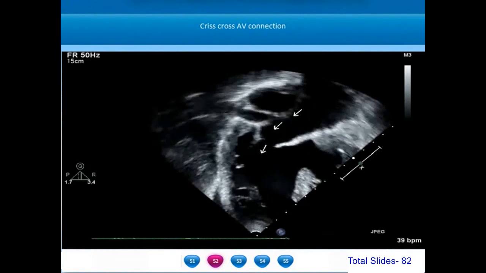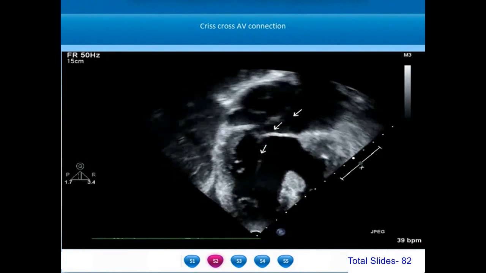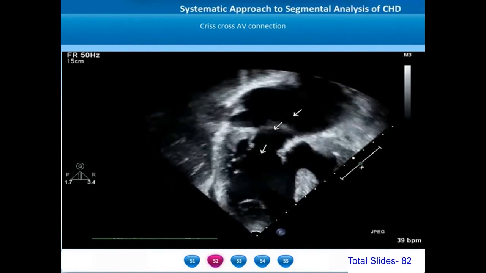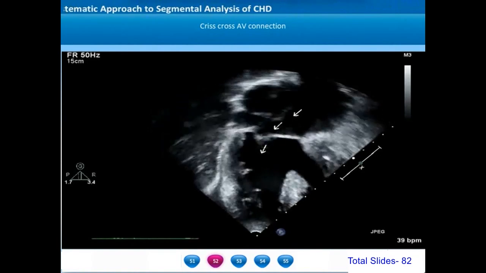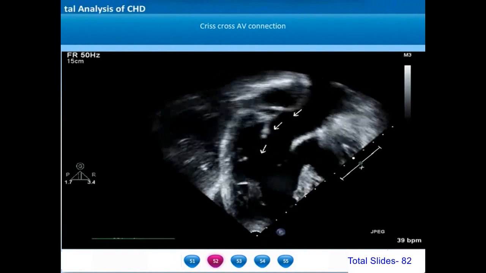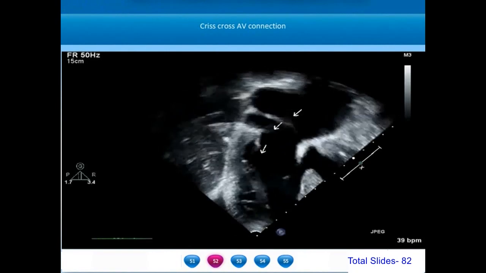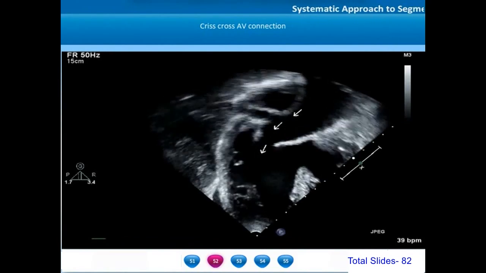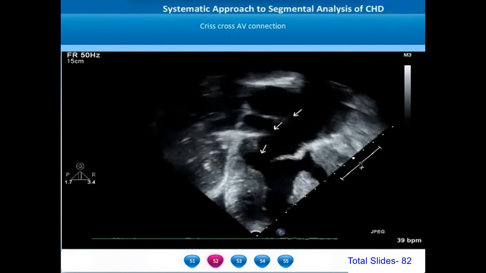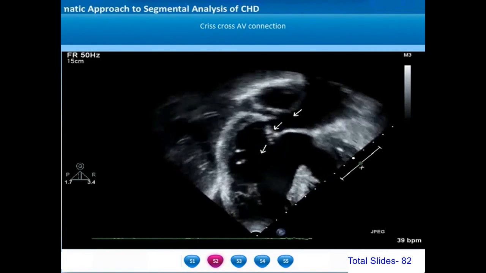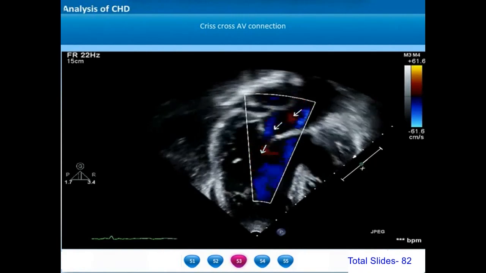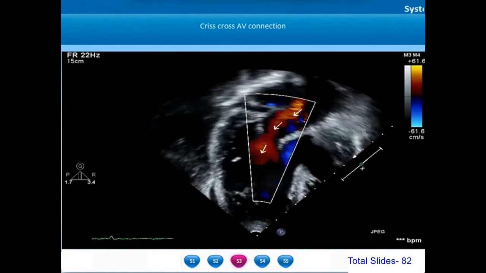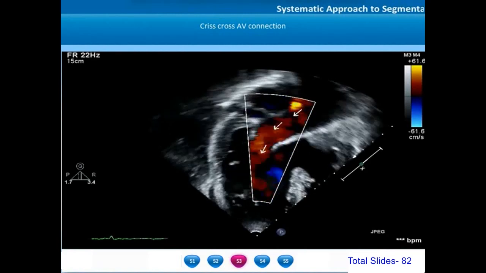One of the rare variants of an atrioventricular connection will be called a crisscross AV connection. In this apical four-chamber view, we can appreciate that the left atrium is connected through an atrioventricular valve, but it directs the blood towards a right-sided ventricle. The course of the blood flow from the left atrium towards the ventricular mass on the right side is shown by arrows. With a color flow interrogation, we can notice that the blood flow is from the left atrium towards the ventricular mass that is seen on the right side.